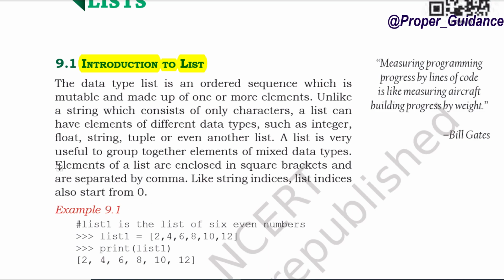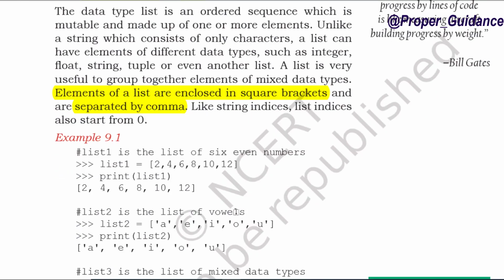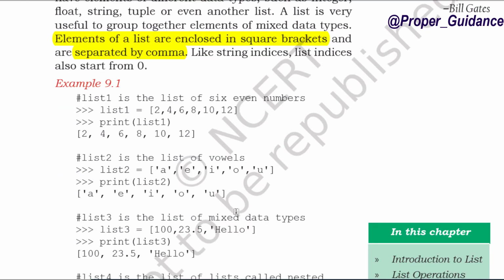This is a very important part: how you write down the list. Elements of a list are enclosed in square brackets and are separated by comma. Like string, list indices also start from 0. Okay, so here is an example of list.